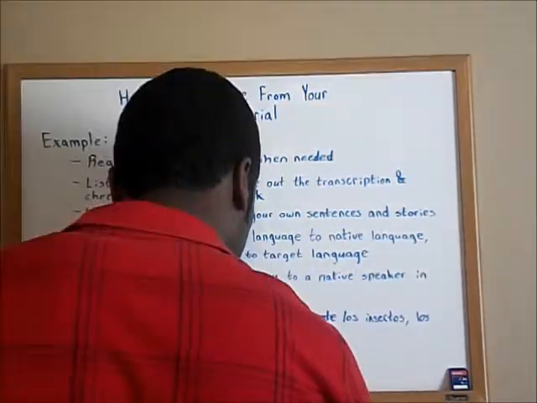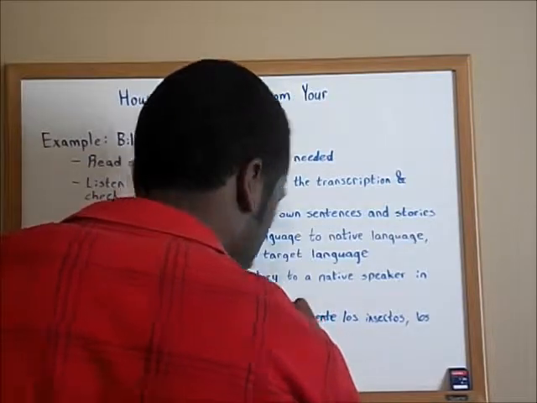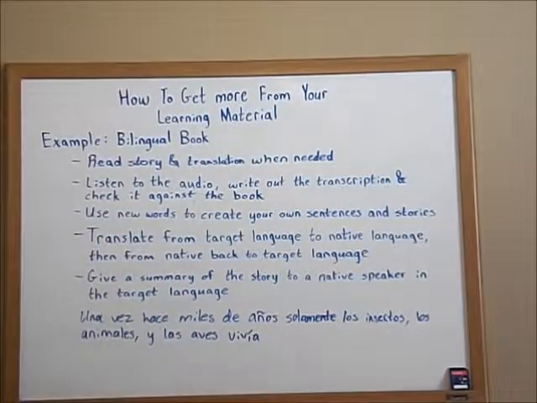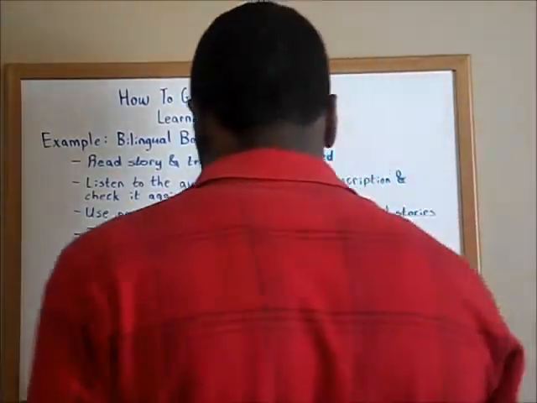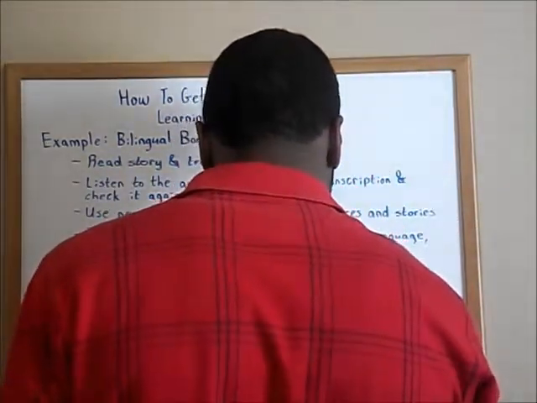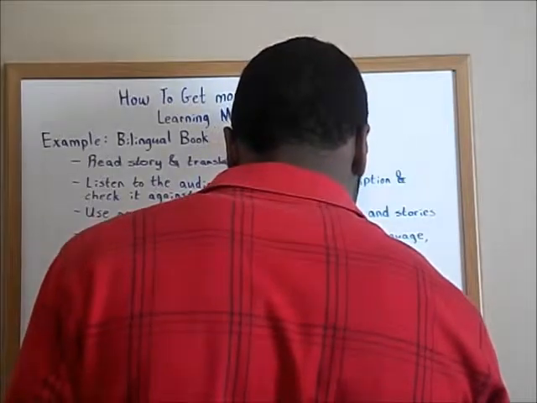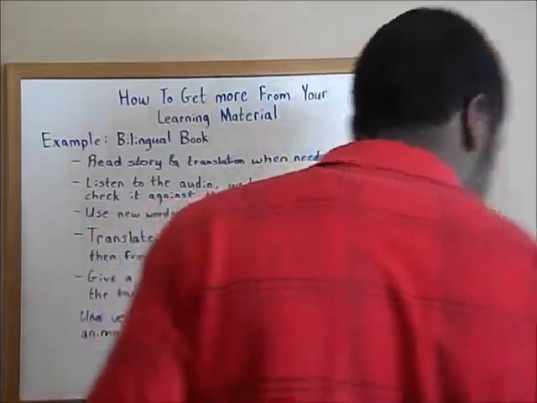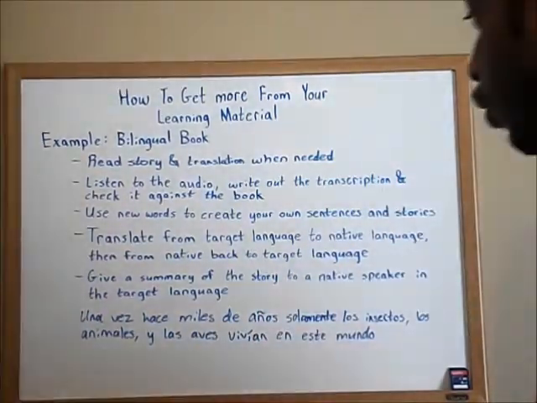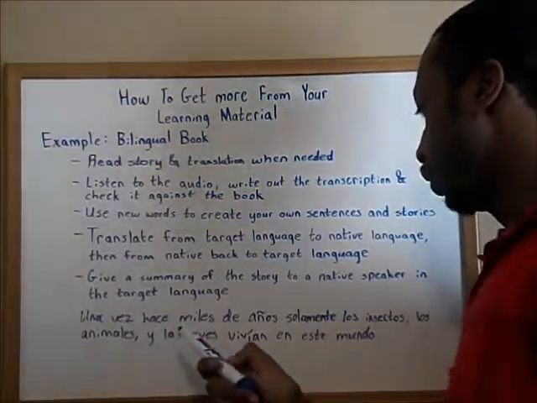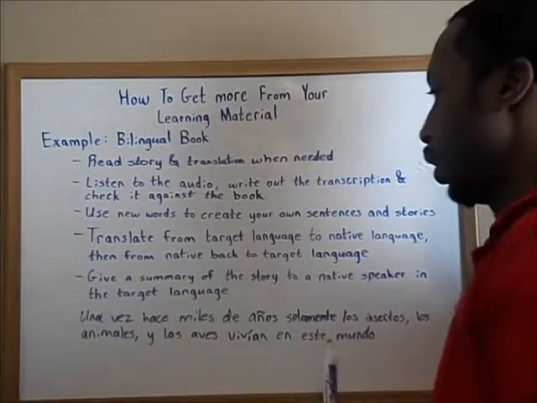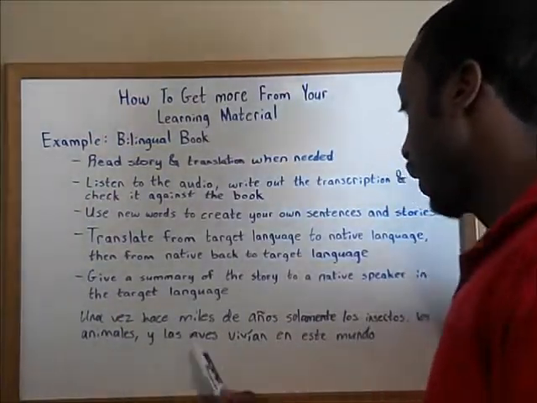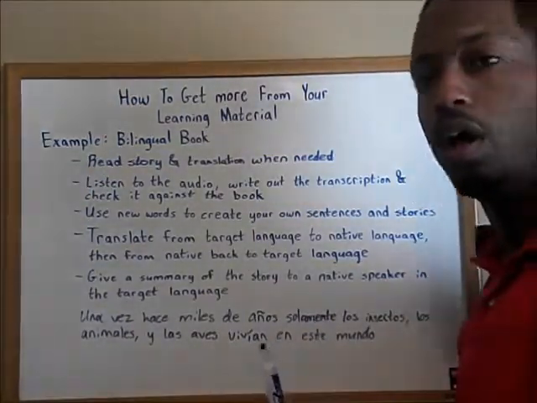Okay, just one sentence. And so this is what you do. You just listen, see what he's saying, and then you write it out. El león y el grillo. Una vez, hace miles de años, solamente los insectos, los animales y las aves vivían en este mundo. Okay, so I wrote it.